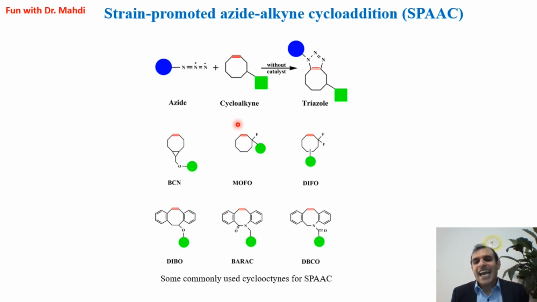Definitely, the reaction rate will be different. For example, when we use BARAC as a cycloalkyne, we will have the maximum reaction rate. But when we use MOFO, we will have the minimum reaction rate.